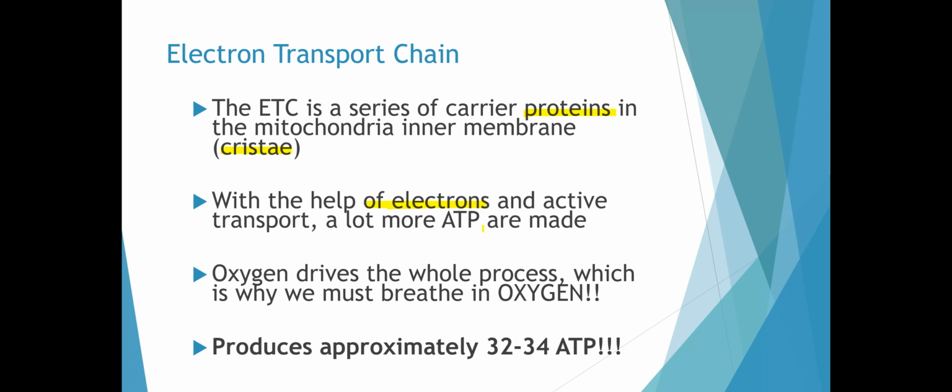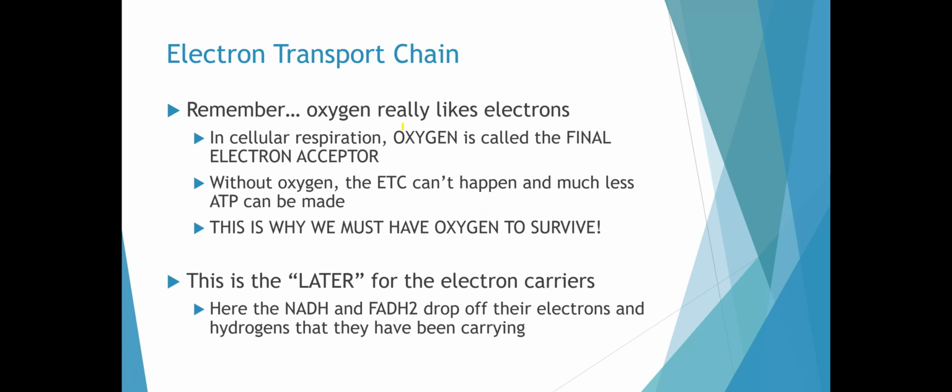At this point we made 2 ATP in glycolysis and 2 in the Krebs cycle. Notice that in this process I'm going to get about 32 to 34. So that is a lot more energy than the other processes. Now, this is also why we need oxygen. Oxygen drives the whole process of the electron transport chain. This goes back to a lesson that we did in chemistry, when we were covering polar and nonpolar. Remember that some atoms like electrons more than others? Well, oxygen is one of those that really likes electrons.